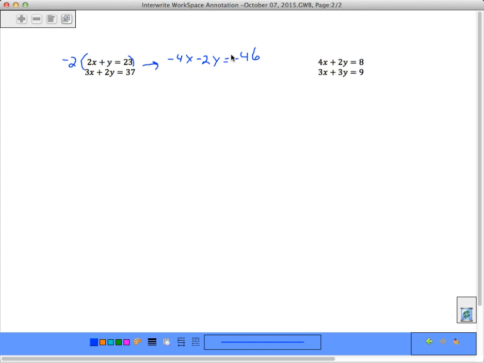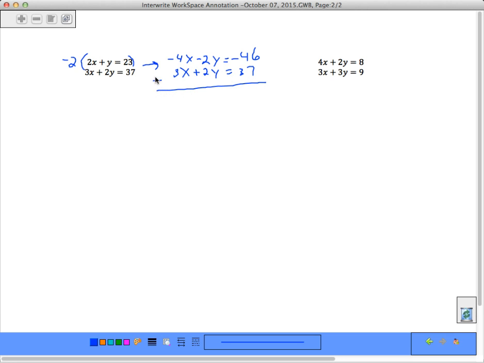Just really wanting to solve for y. All right, then I'm going to rewrite this equation. I'm not changing it at all. We didn't multiply it by anything, and we have our negative 2y and positive 2y already. So I'm just going to write down 3x plus 2y equals 37.